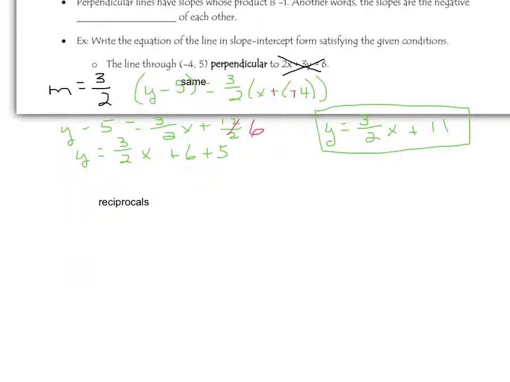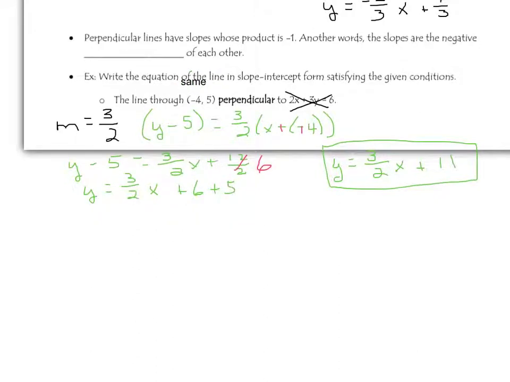That's not going to do it. Just ignore those words there. I can get rid of this one. Okay, so our final equation is y equals 3/2 x plus 11.